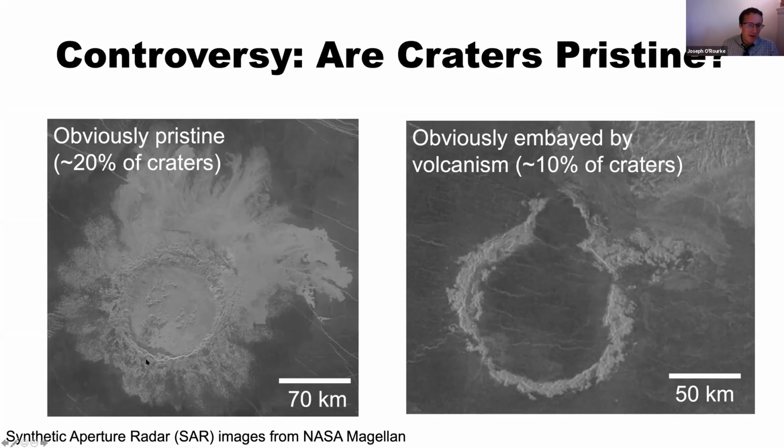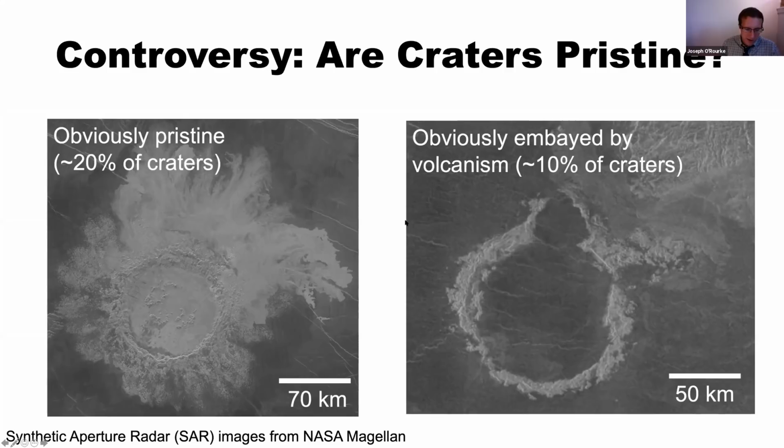So you can see on the left that this 70-kilometer diameter crater has a very clear rim, and you can see the ejecta blanket very clearly; the ejecta blanket looks complete. It doesn't have a central peak, but you can see rough terrain in the center of the crater. And this is about 20% of craters on Venus that are obviously pristine.